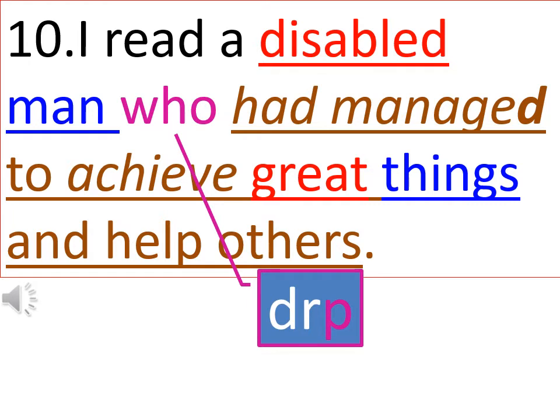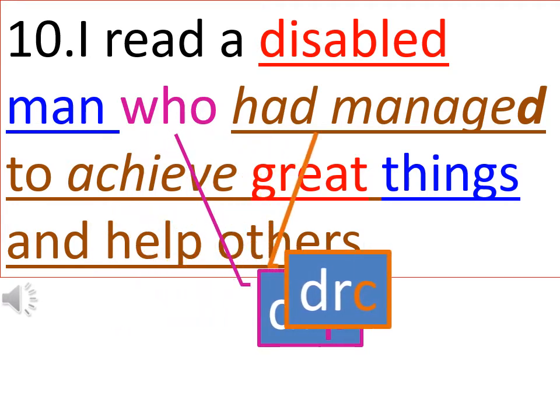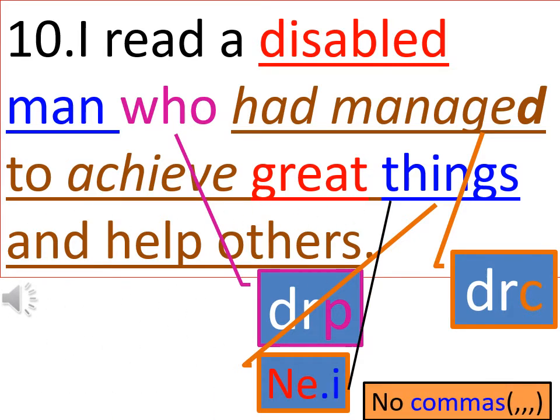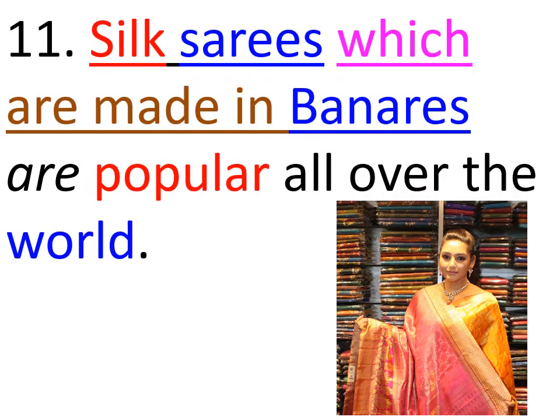Defining relative pronoun. Defining relative clause. Necessary information. No commas. Noun and relative pronoun. Silk sarees, which are made in Banaras, are popular all over the world.